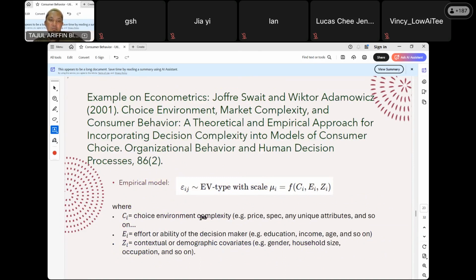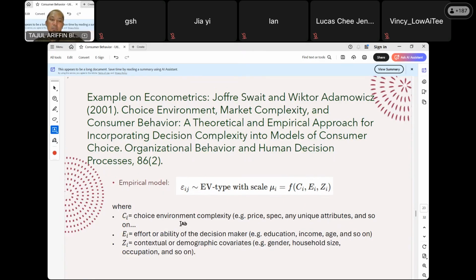Another option. You can be anything. What I borrow from Sweet and Adamovics 2001, very old article, but in a very, very high quality journal. So they summarize. Basically, utility can be a function of C, E, Z.